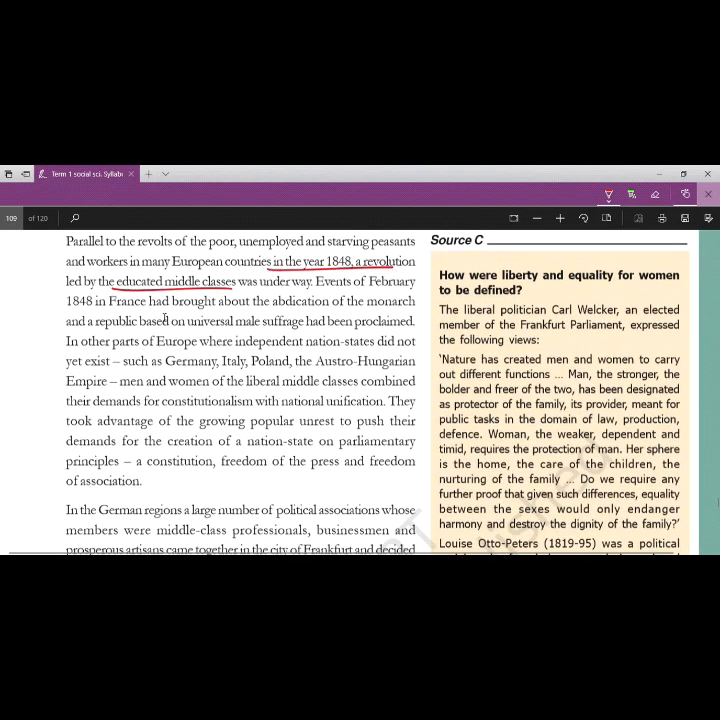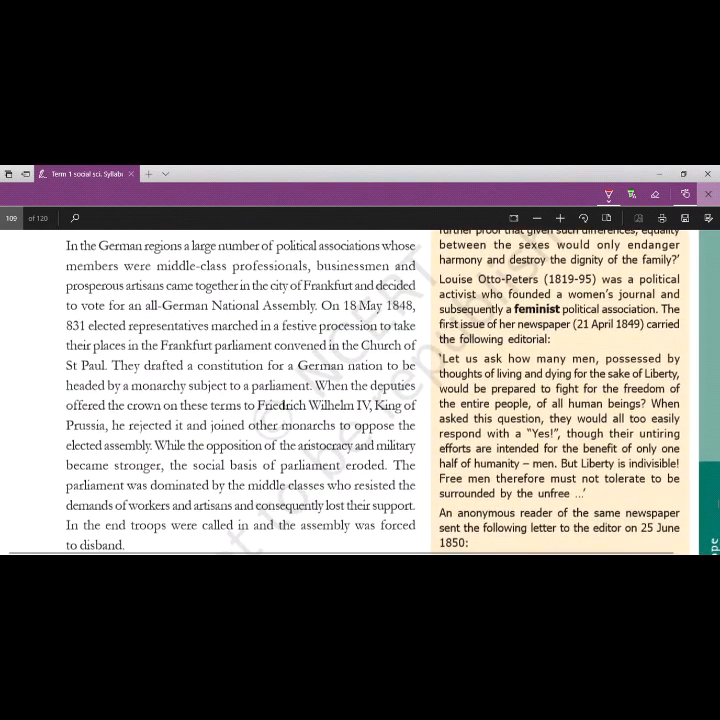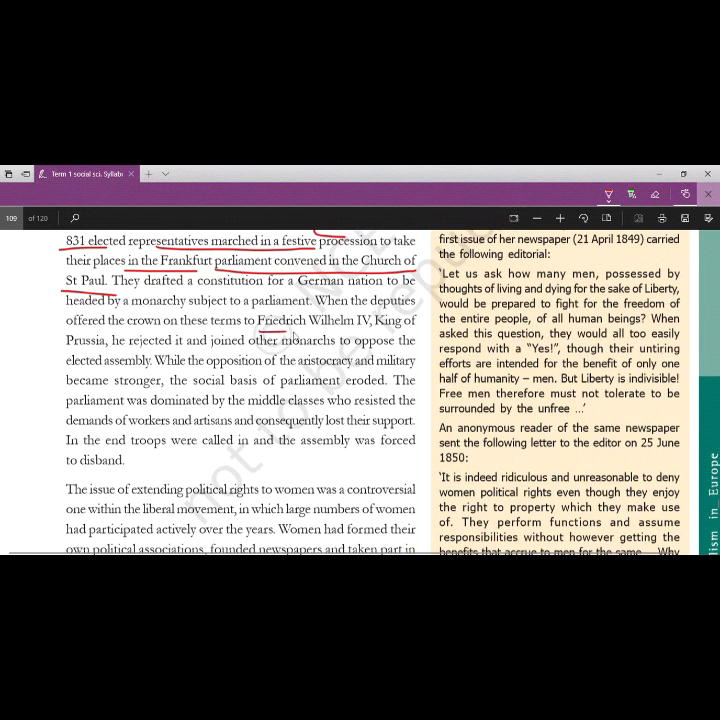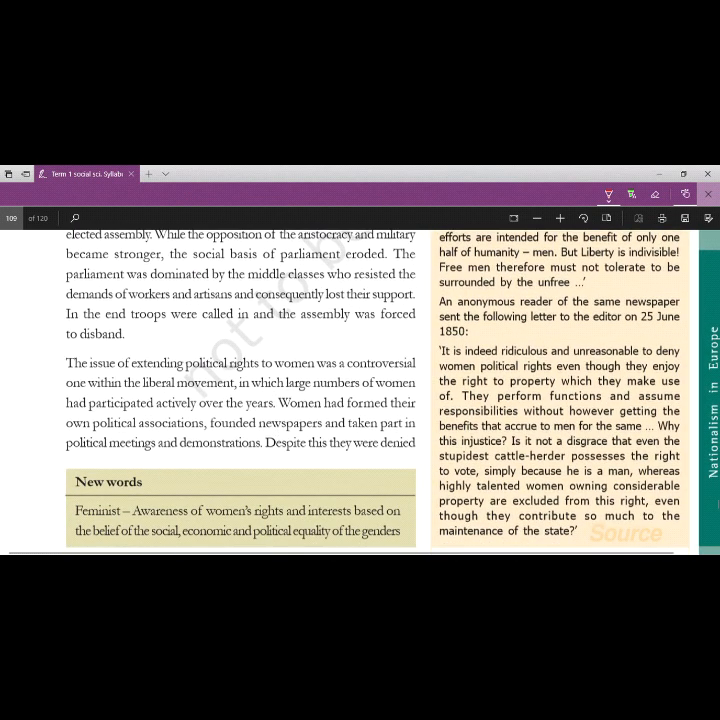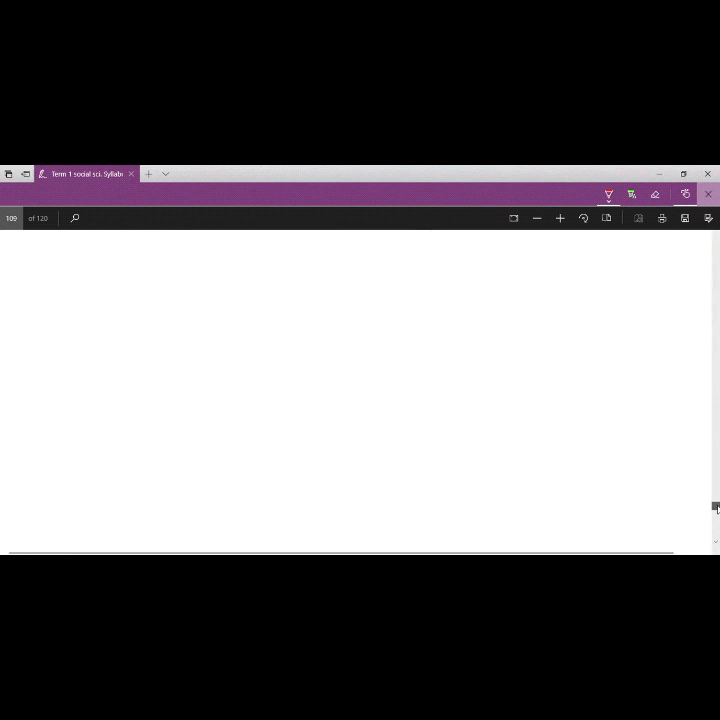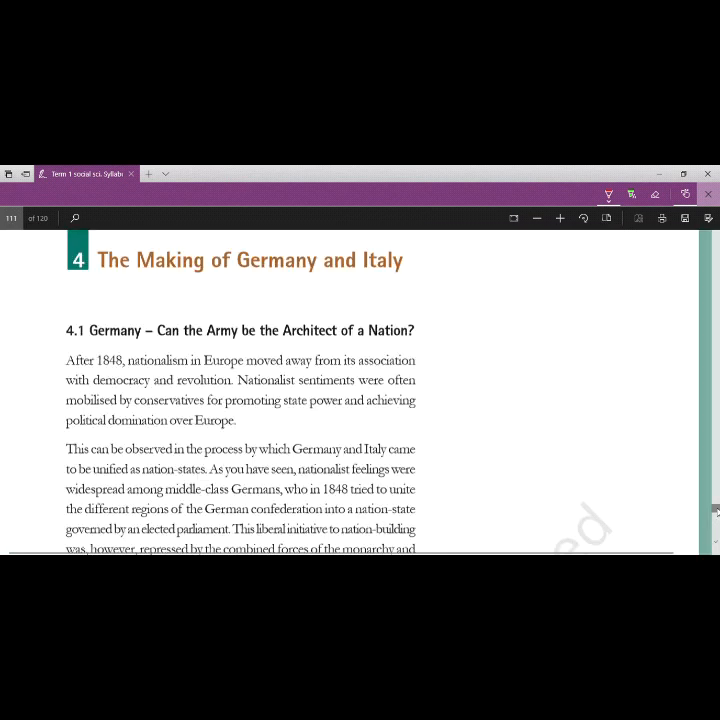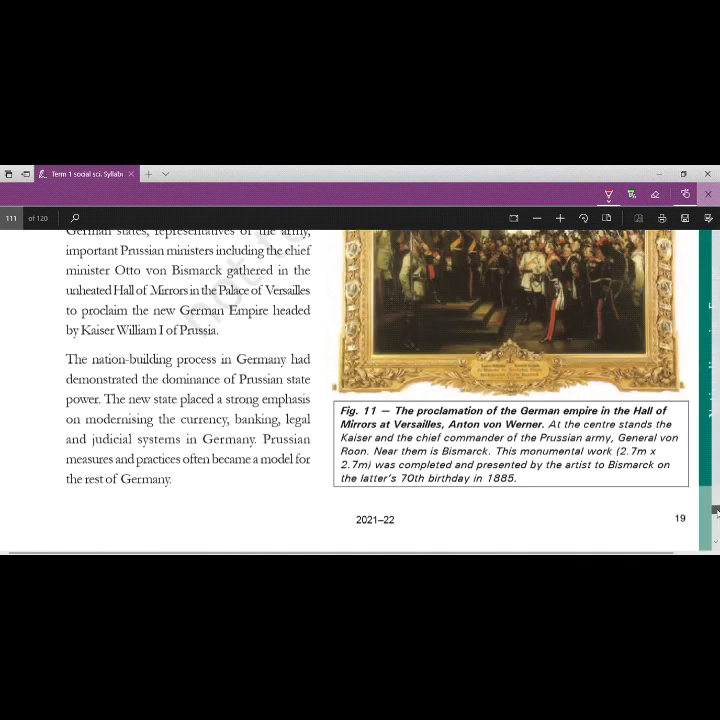European countries in 1848, like this question. Other parts of Europe were independent nation states, did not yet exist, such as Germany. This question can be asked. On 18 May 1848, 831 elected representatives marched in festive procession to take their places in the Frankfurt Parliament convened in the Church of St. Paul. Friedrich Wilhelm IV, King of Prussia, rejected it and joined. This question can also be asked. Then the definition of feminist. What is feminist? This question.